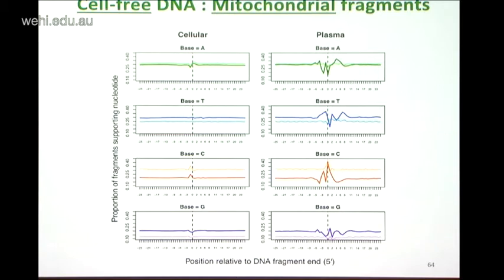In contrast, when you look at the cell-free data, you get something different. So mitochondrial DNA is the lighter colored line, and it does not follow the pattern shown for autosomal DNA, just like in the fragment length. Although there is a preference for cytosine at that cleavage site, other than that, it does not follow that overall pattern for any of the bases.